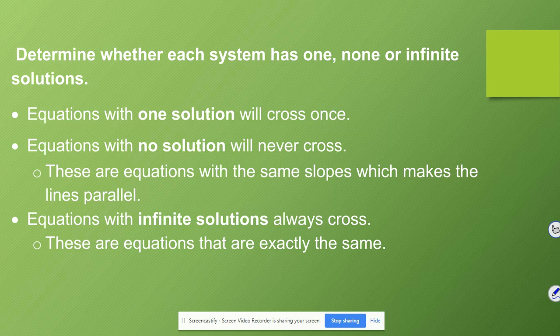Equations with one solution will cross only once. Equations with no solution will never cross. These are equations with the same slopes, which make the lines parallel. And equations with infinite solutions always cross. These are equations that are exactly the same.